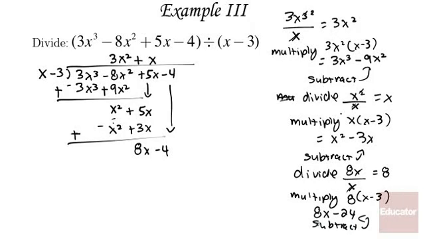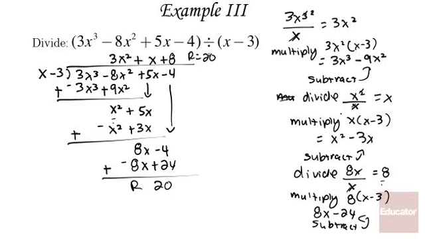We're almost there. Okay, so I ended up with an 8. I need to put that up here. I multiplied that times the divisor to find that I got 8x minus 24. Next step is to subtract. So subtracting, it's adding the opposite. 8x's cancel out. This leaves me with 20. So that is my remainder. I have a remainder of 20.